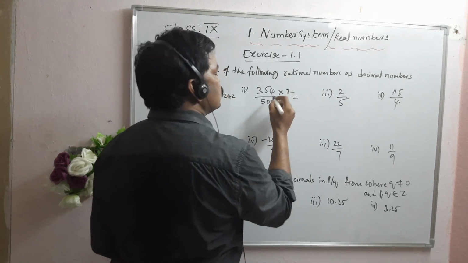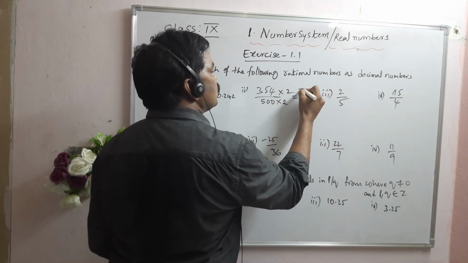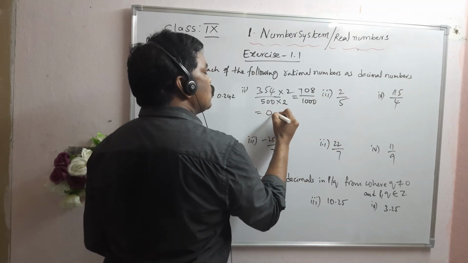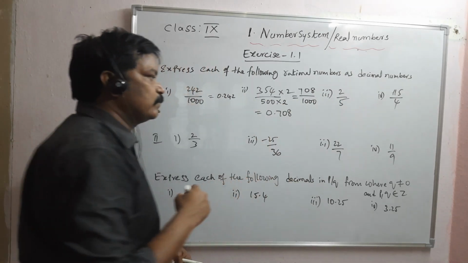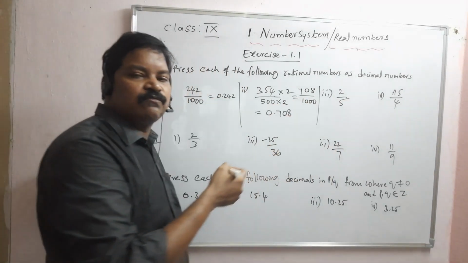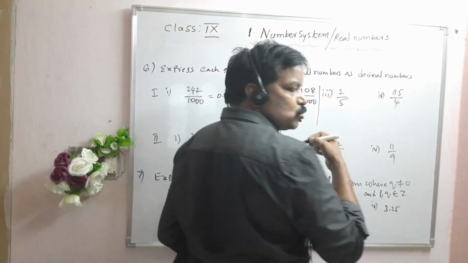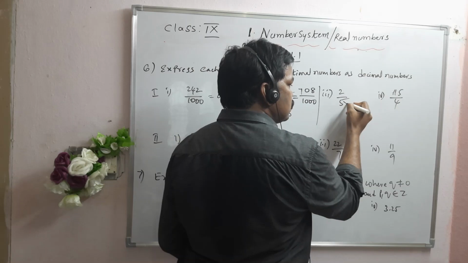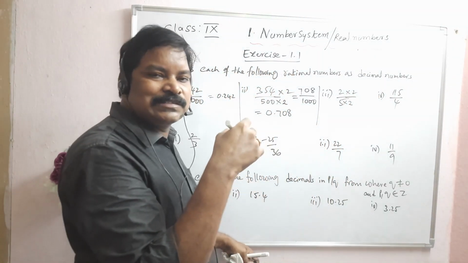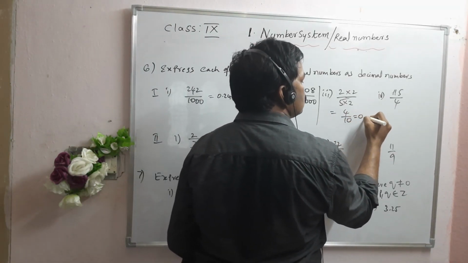So this is equal to: 2 4s are 8, 2 5s are 10, 0, carry 1, 2 3s are 6 plus 1 is 7, so 708 by 1000. This is 0.708. This is the decimal form of 354 by 500. This is 0.708. Next one is 2 by 5. So here we should multiply with 2 to get 10 as denominator. That means this is 4 by 10, that is equal to 0.4.